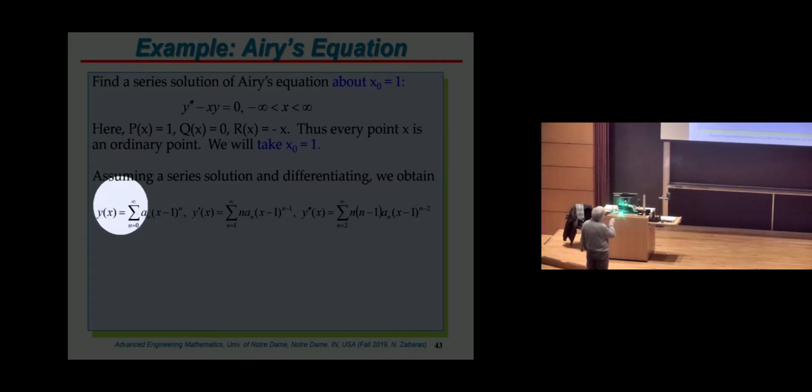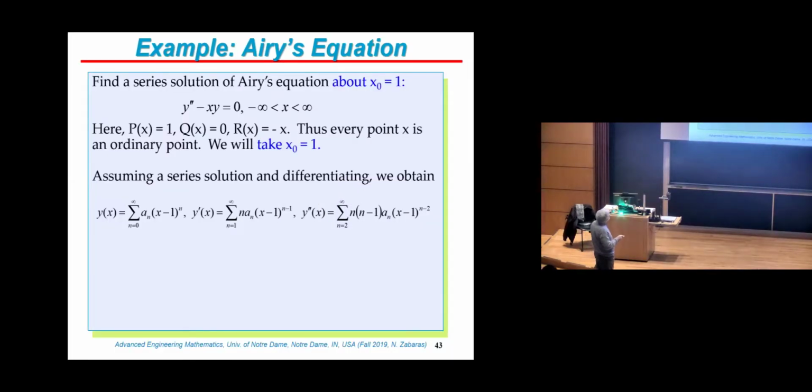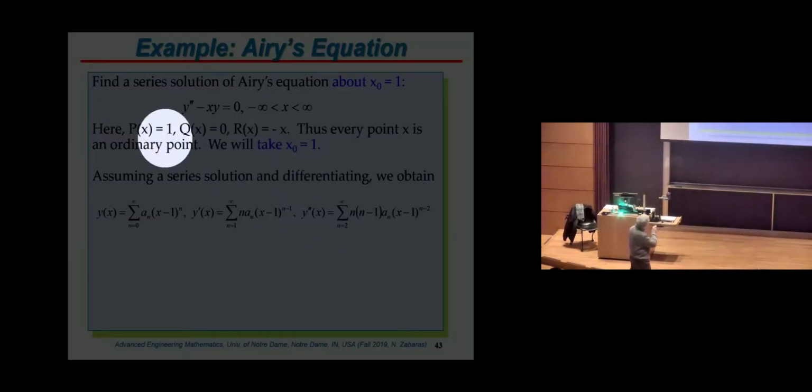This is differentiable term by term, so we can write y prime equal to that if you differentiate with respect to n. Notice the constant term will disappear, so the summation starts from n equal to 1. With one more derivative, the summation will start from n equal to 2. Then we will plug all of these into the equation.